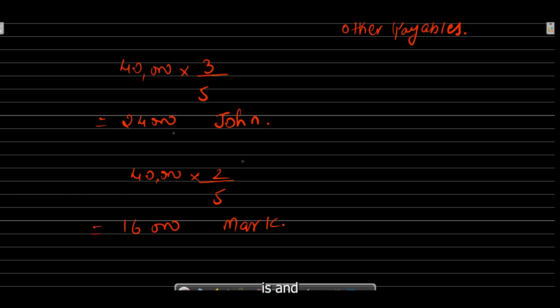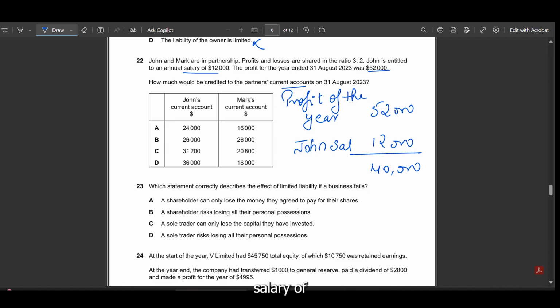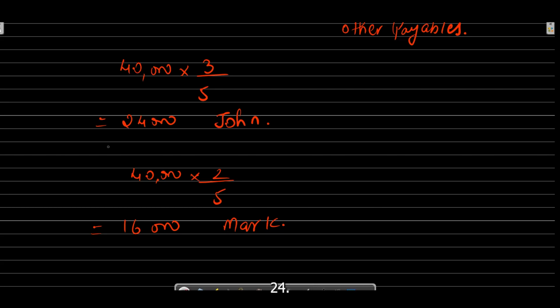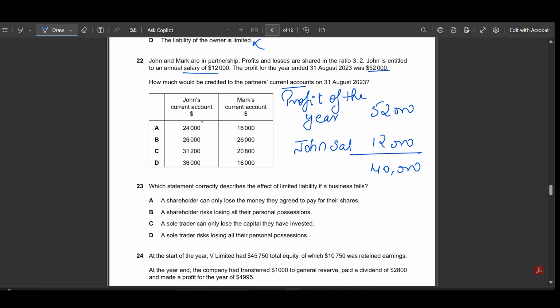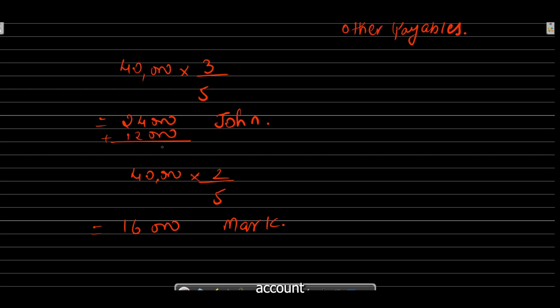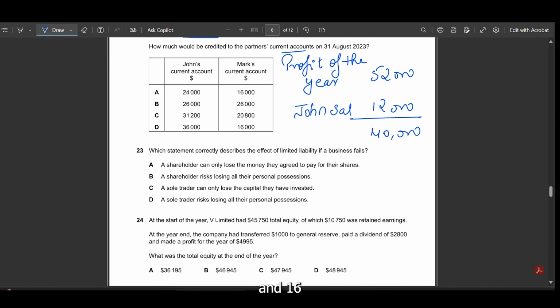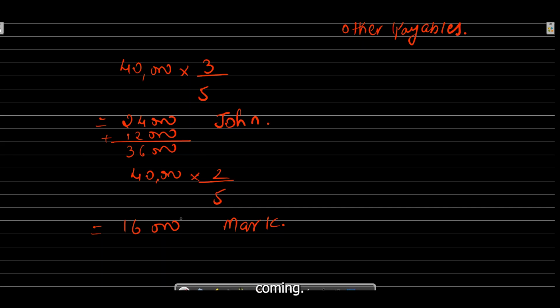So the question is, remember for John we are also giving a salary of 12,000. So 12 plus 24. We have to also remember this 12,000. So in John's current account there would be an addition of 36,000. So 36 and 16, that is D is the right answer. I hope you all see how it's coming. 36 is salary plus the regular profit share, that will come to 36,000, whereas Mark is getting 16,000. I hope this calculation is easy.